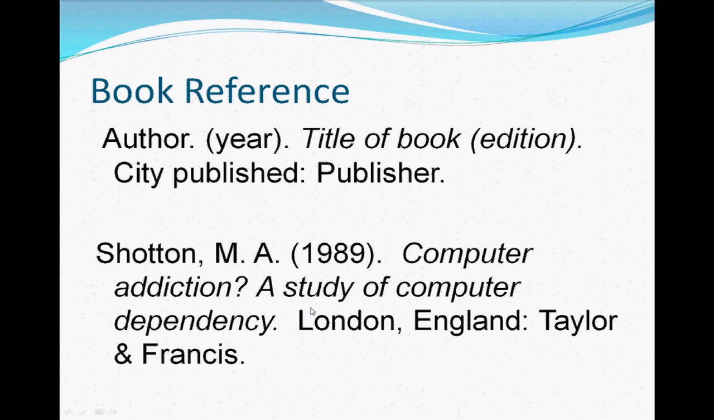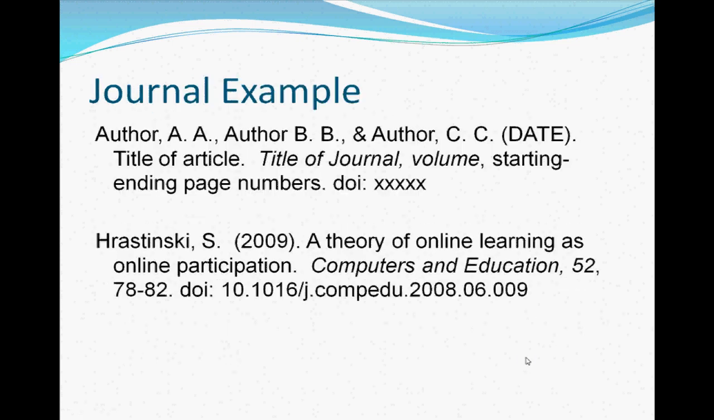For a book reference, it's going to look something like this. Author's name, again, last name, first and middle initial, year. The title of the book is italicized, and the city and country it was published in, and colon and the publisher. I think these are probably going to be the three most common citations that you're going to use. That's why I really stress them in here.